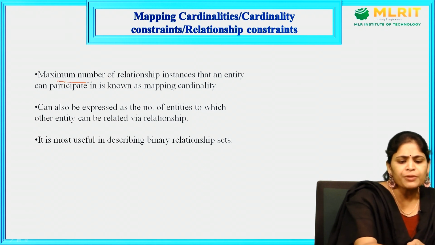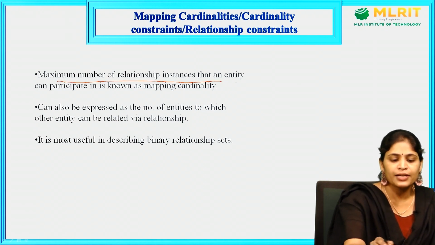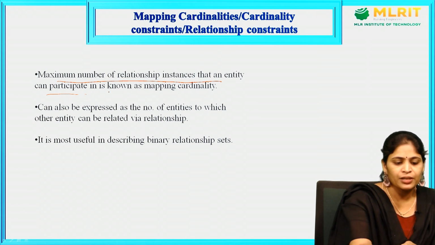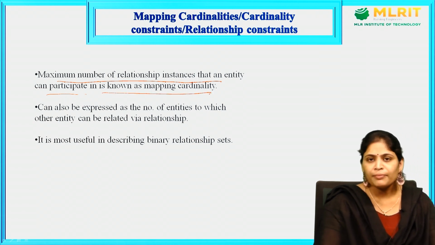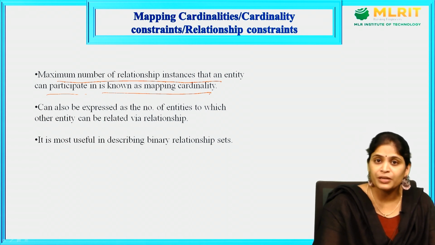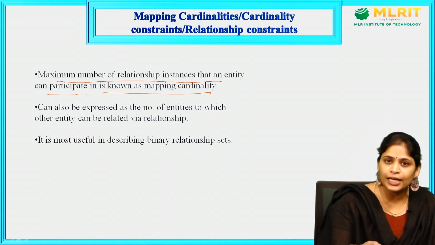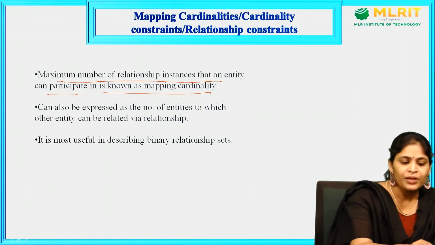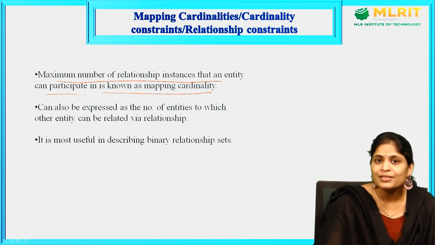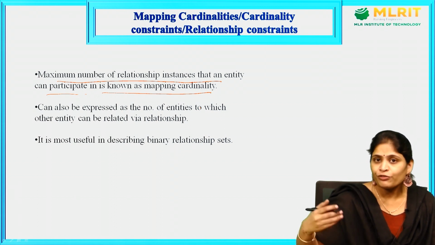The maximum number of relationship instances that an entity can participate in is known as mapping cardinality. What is mapping cardinality? The maximum number of relationship instances that an entity can participate in is known as mapping cardinality. That means how many entities of one set are related with how many entities of another set.